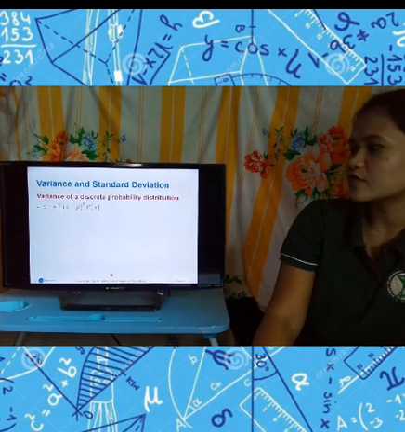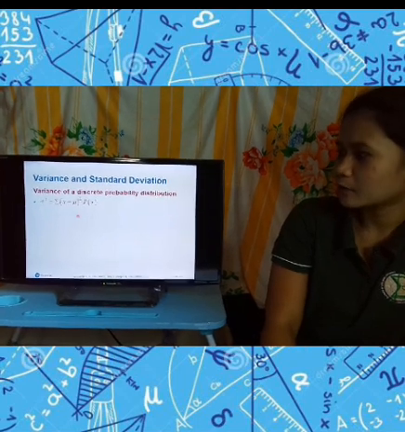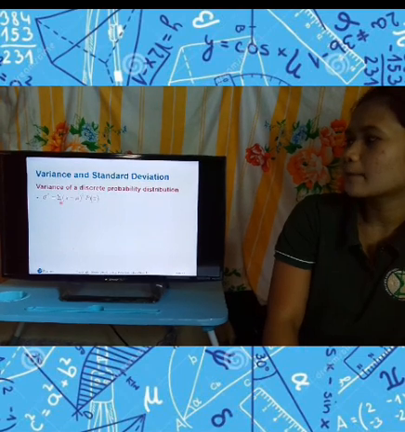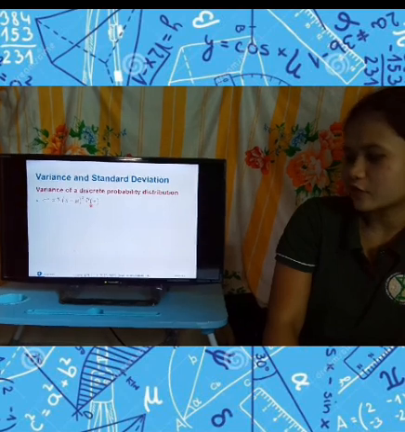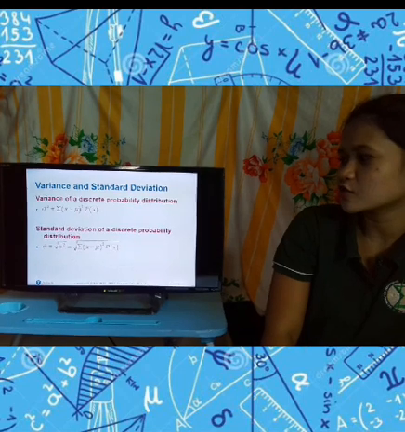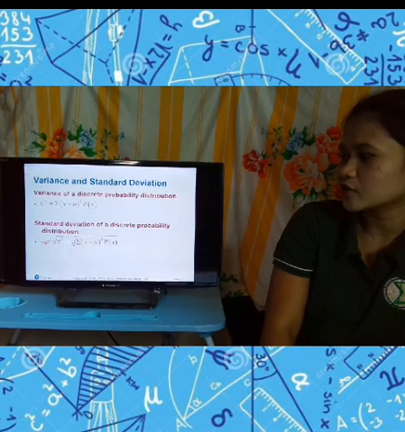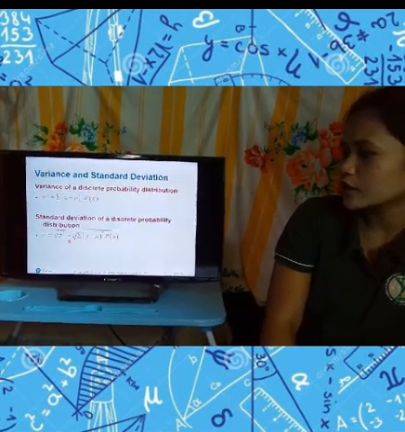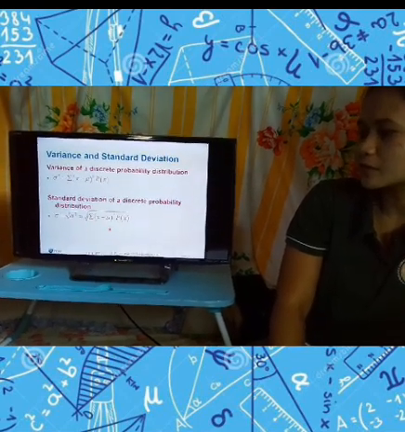To find the variance of a discrete probability distribution, we will use this formula. Variance is equal to the summation of (x minus mean) quantity squared times the probability of x. And then, in finding the standard deviation of a discrete probability distribution, we will use this formula. Standard deviation is equal to the square root of variance, which is equal to the square root of the summation of (x minus mean) quantity squared times the probability of x.